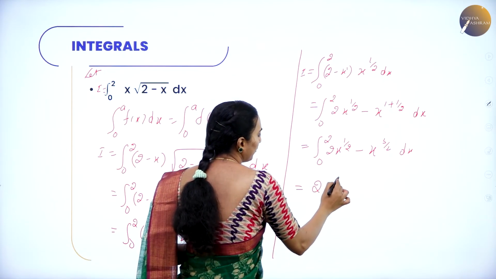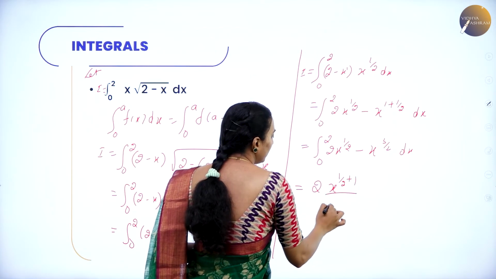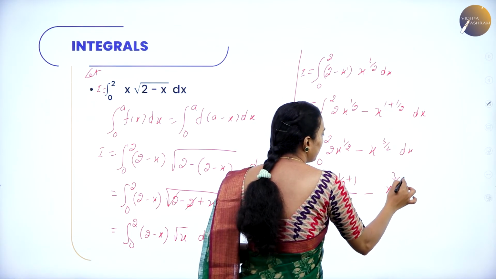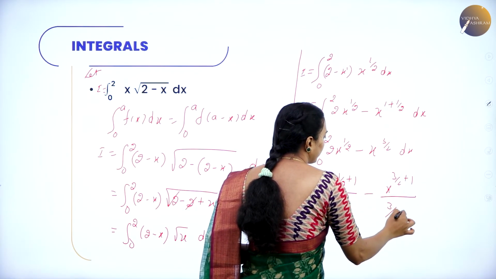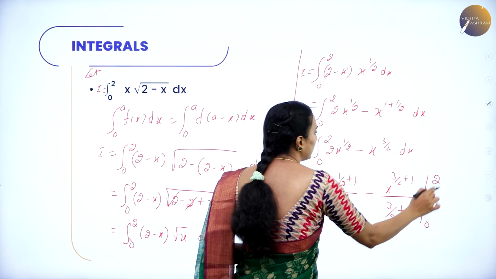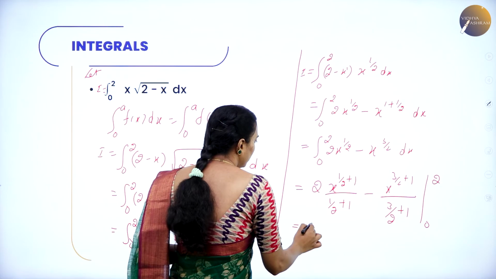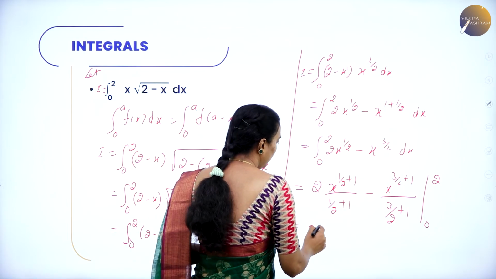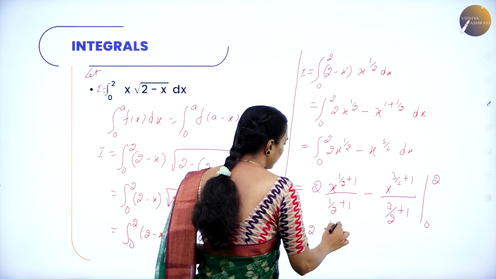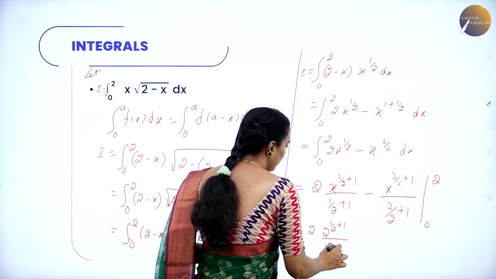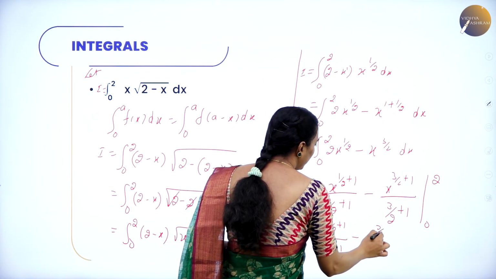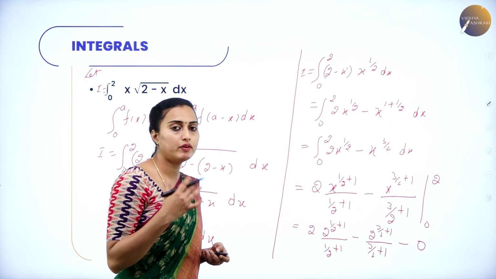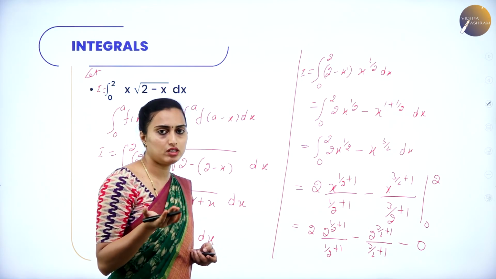This is like x to the power of n, which is x to the power of n plus 1 divided by n plus 1, correct? So minus, again this is also x to the power of n plus 1 divided by n plus 1, from the limit 0 to 2. Now further simplification here, 2 into x to the power of, you can apply the limit, 2 to the power of 1 by 2 plus 1, divided by 1 by 2 plus 1, minus 2 to the power of 3 by 2 plus 1 divided by 3 by 2 plus 1, minus 0. So 0 power anything will be 0, 0 divided by anything will be 0 itself, right?